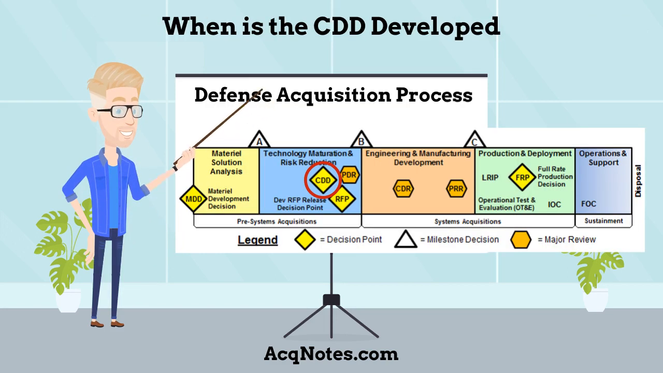When is the Capability Development Document developed? The CDD is prepared during the technology maturation and risk reduction phase. It is used to guide the next phase, the engineering, manufacturing, and development phase, by defining measurable and testable capabilities. The CDD must be validated and approved before the Milestone B decision at the development RFP release decision point.